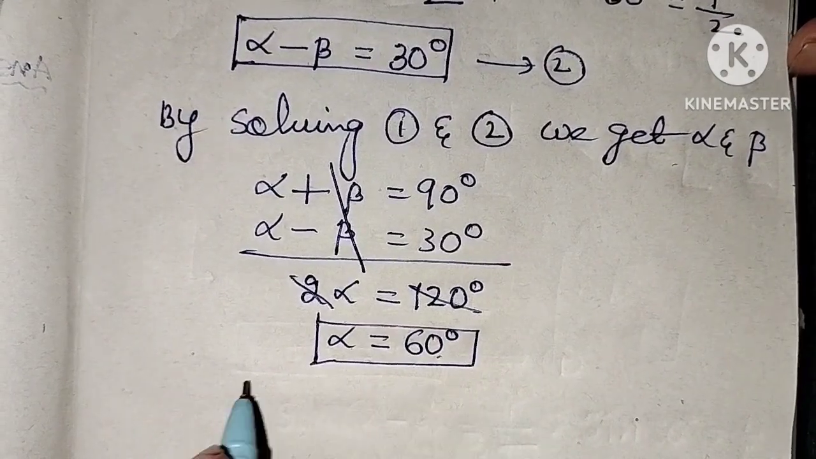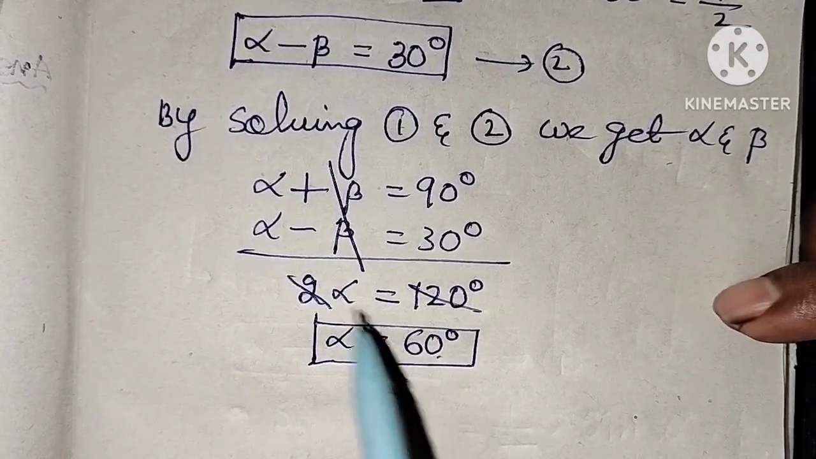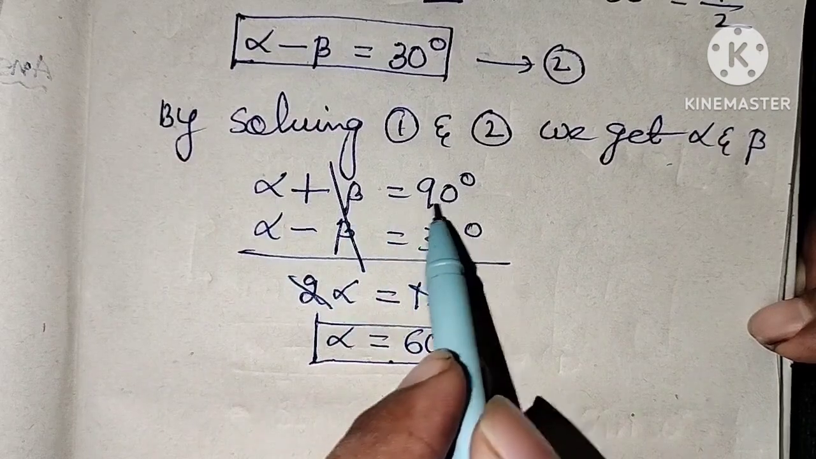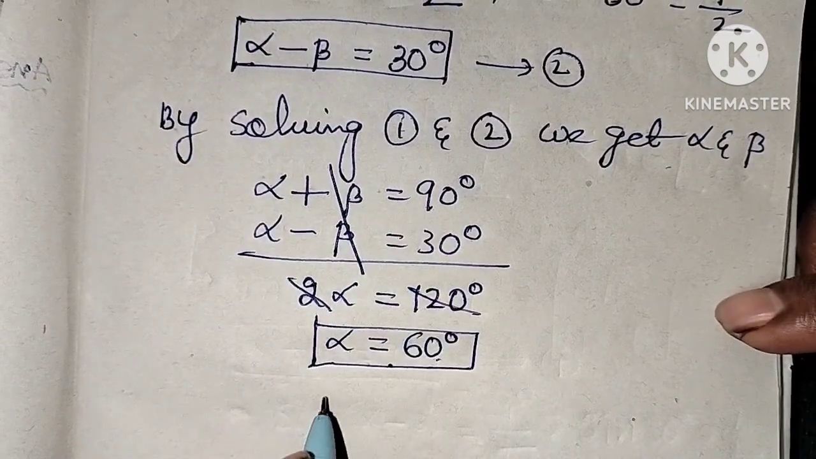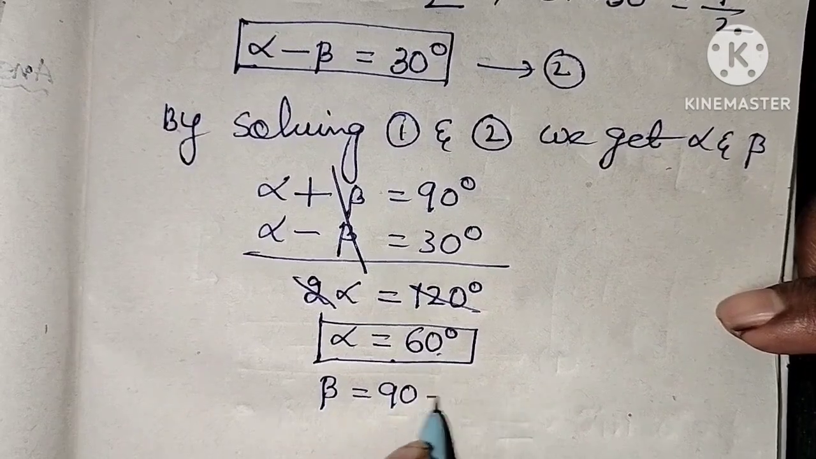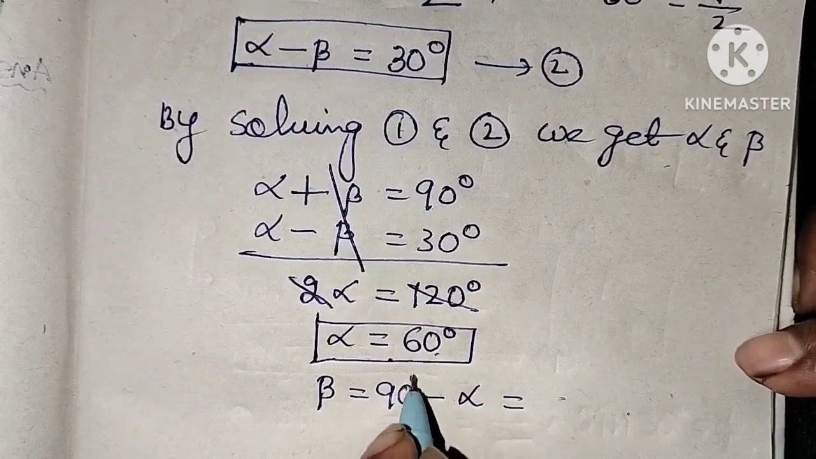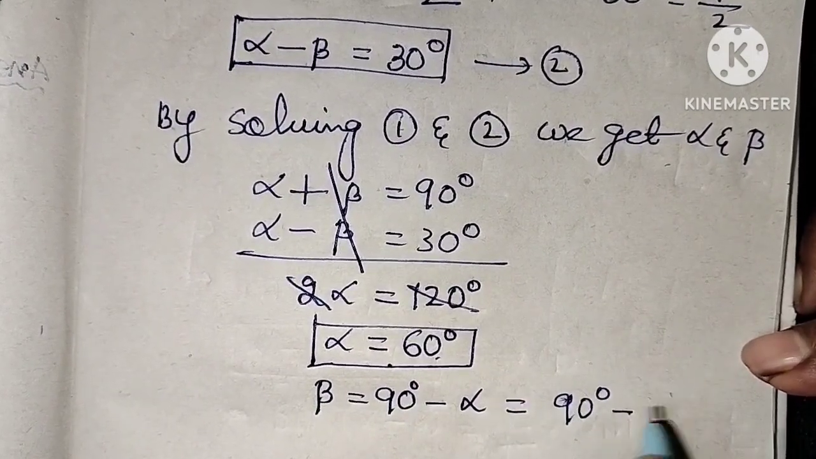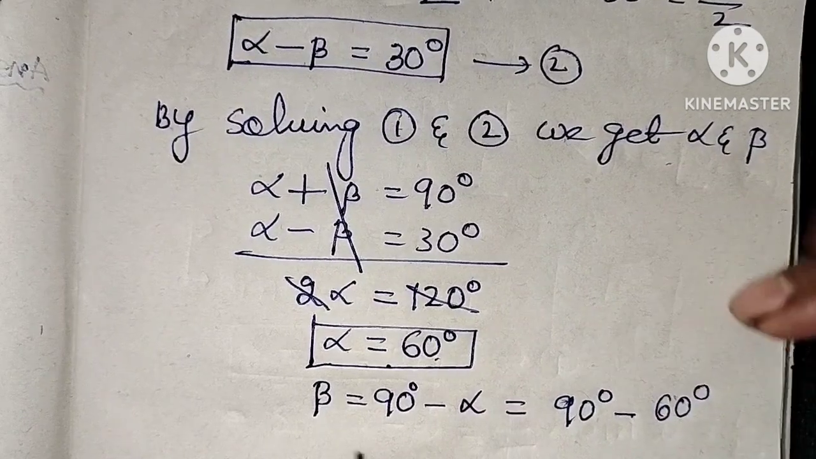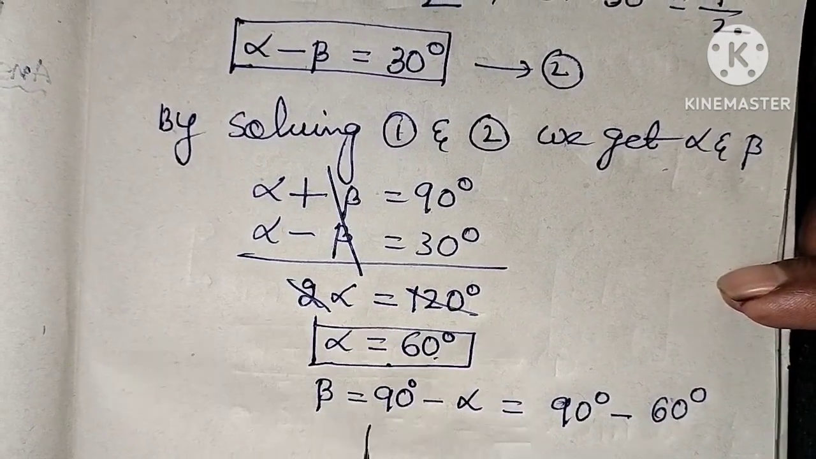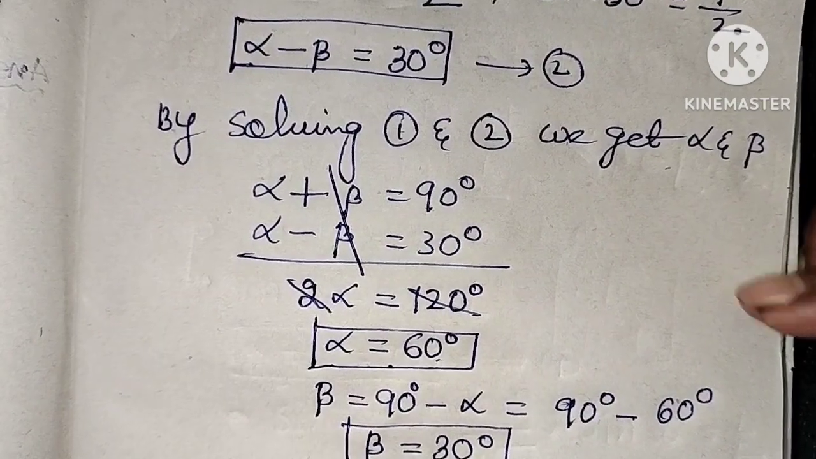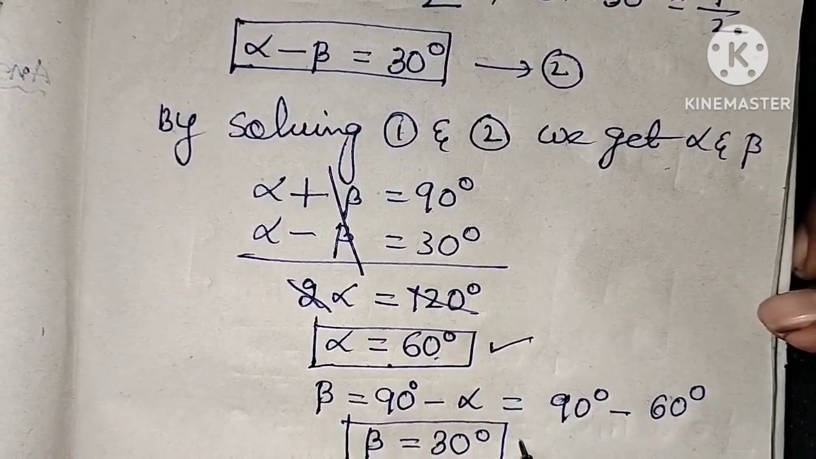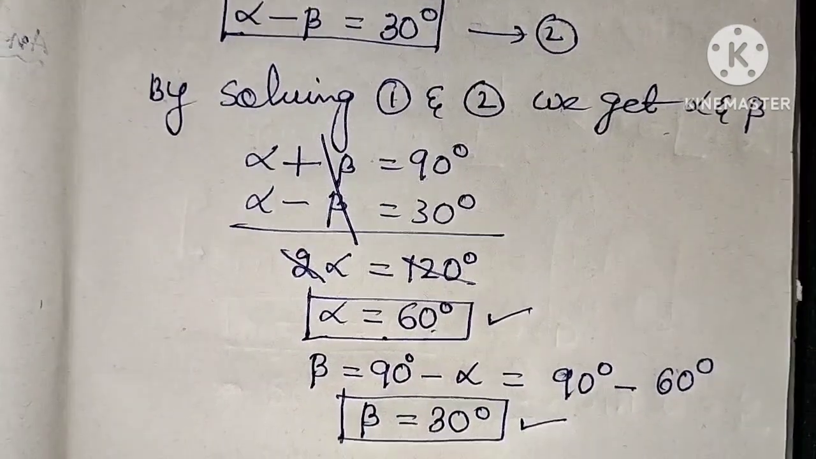If α is equal to 60, what about β? Just transpose, using equation 1. So β is equal to 90 minus α. So 90 degrees minus the α value 60 degrees. Now β is equal to 30 degrees. So α is equal to 60 and β is equal to 30 degrees.